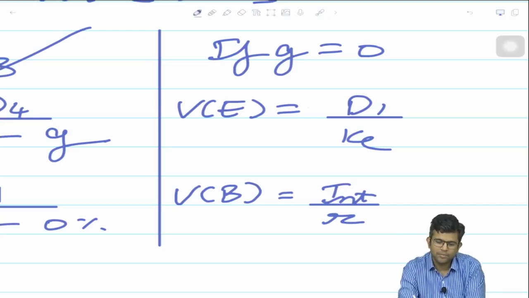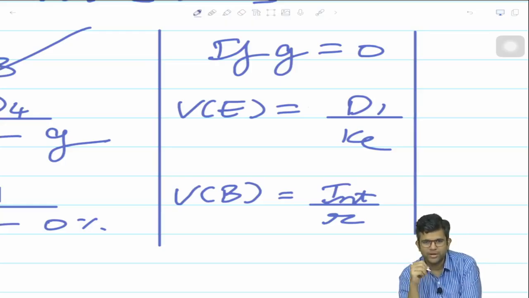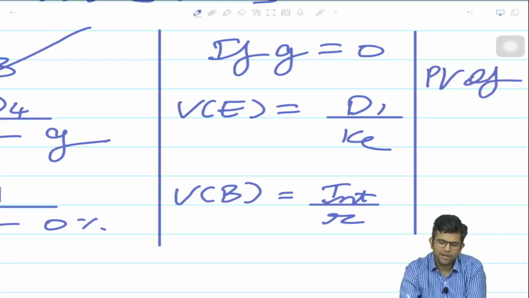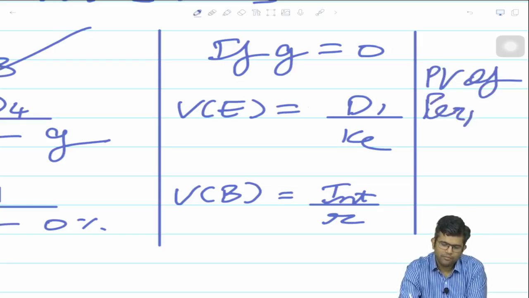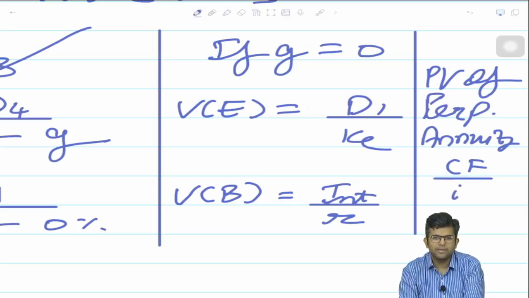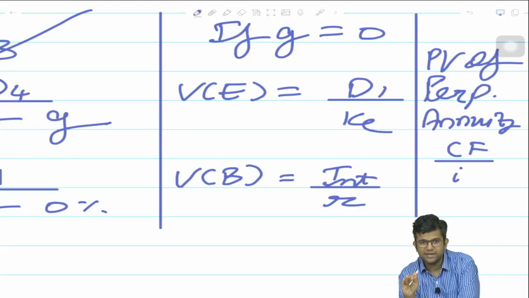Now, those who remember foundation, should I continue or should I not? Those who remember foundation, you had this in mathematics. Present value of perpetual annuity is cash flow divided by I. This formula you had in foundation. See, same thing it is. Perpetual annuity. Annuity means every year same.